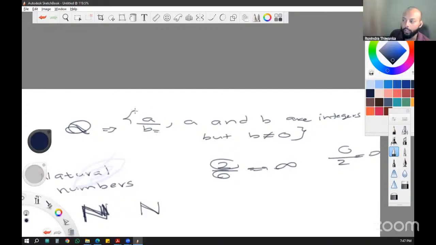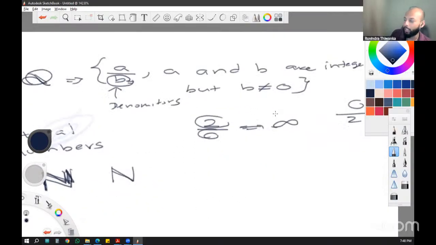So we write it like this: a and b are integers, but b is not 0. A rational number is a ratio of two integers, and the denominator, the bottom one, cannot be 0. Half is a rational number, -3/4, -5/6, these are rational numbers. Even 0/1 is a rational number.